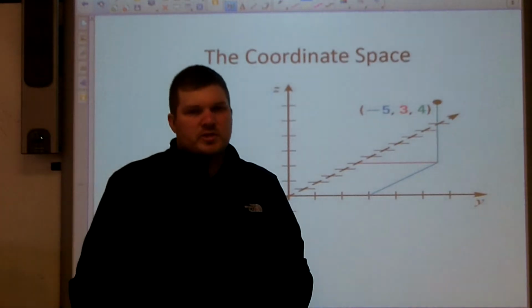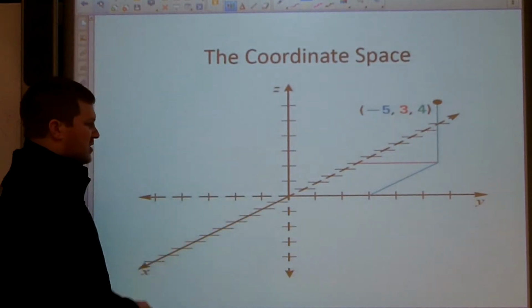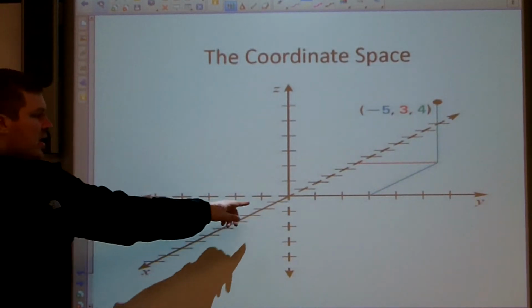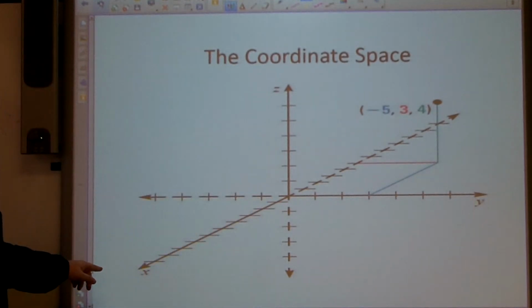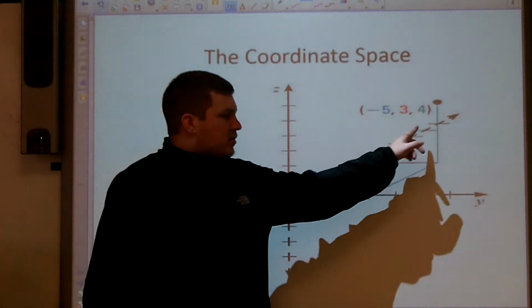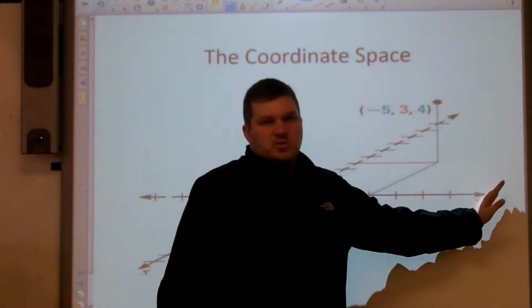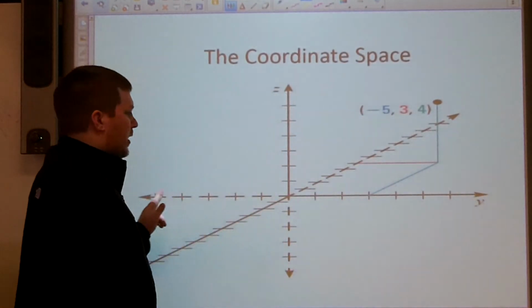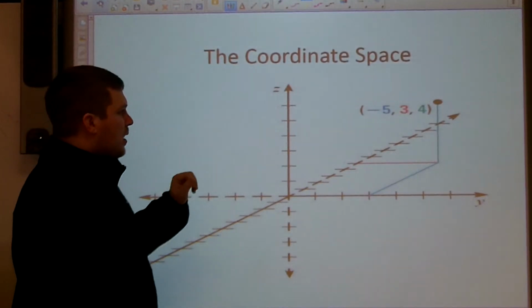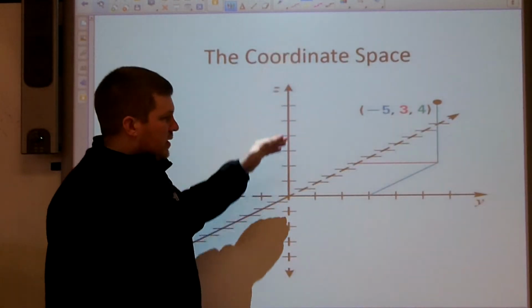Here's a picture of the coordinate space. We have the x-axis. You kind of got to think about this in 3 dimensions. Positive x comes out forward towards you. Negative x goes backwards into the screen. Positive y goes to the right. Negative y goes to the left. Positive z goes up. Negative z goes down.